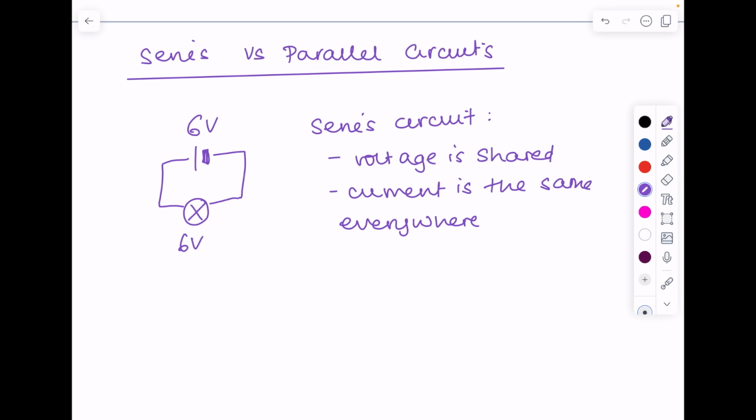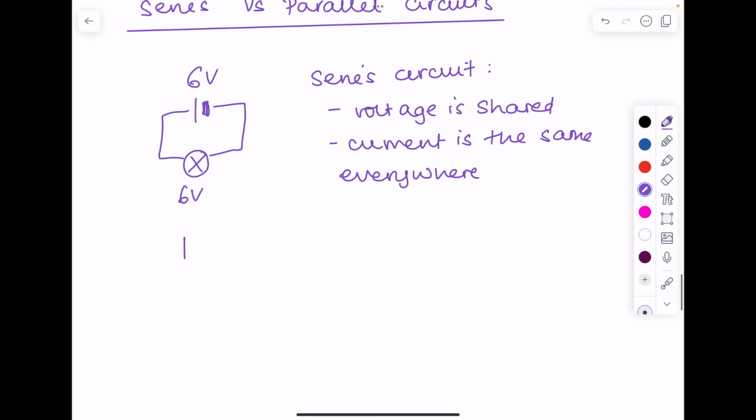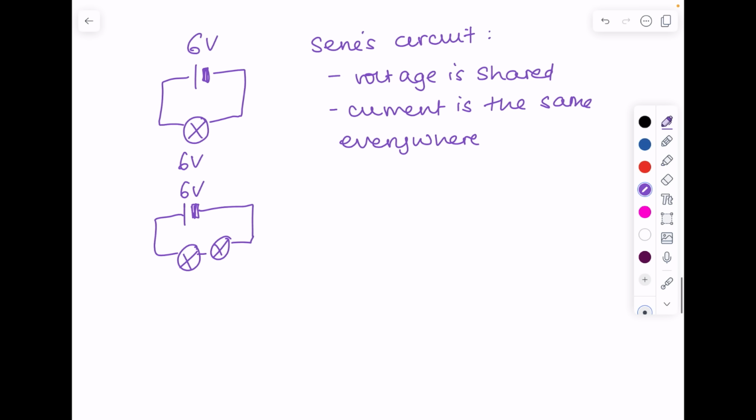So what do we really mean by that? Well, let's look at a scenario where I add another filament bulb into my circuit, which has the same resistance. If I have 6 volts coming from my cell, because the voltage is shared between them, each bulb will receive 3 volts. That means that these bulbs will dim. They'll be half as bright as the original bulb. So it's not a great scenario if you want really bright bulbs.